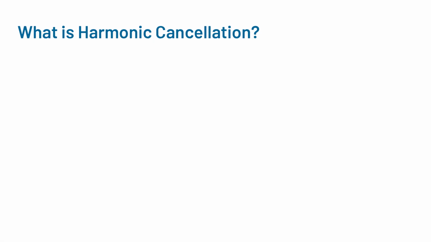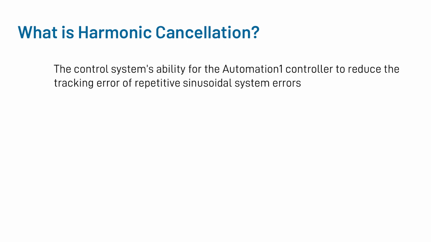So what is Harmonic Cancellation? Harmonic Cancellation is a control systems tool that has the ability to reduce the tracking error of repetitive sinusoidal systems. Take, for example, an unbalanced load on a rotary axis spinning at a constant velocity. This unbalanced load, or any load that is not perfectly centered on the axis of rotation, will inevitably induce some sort of sinusoidal error in the rotary system. Harmonic cancellation can attempt to reduce these repetitive errors by acting as an additional component of the servo loop in an attempt to reduce and reject the desired frequencies.